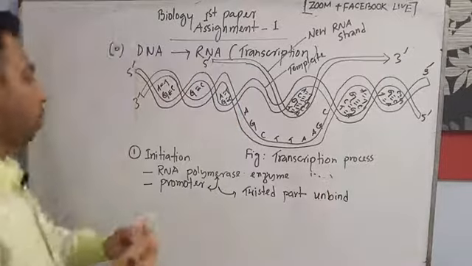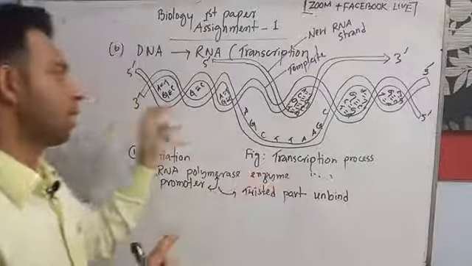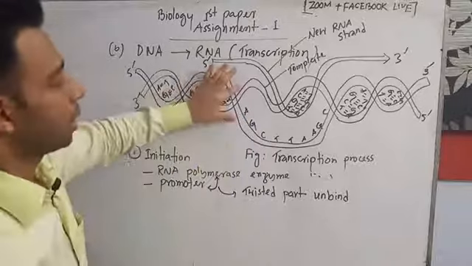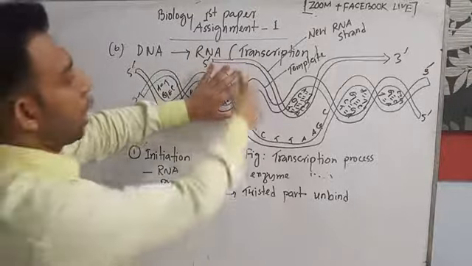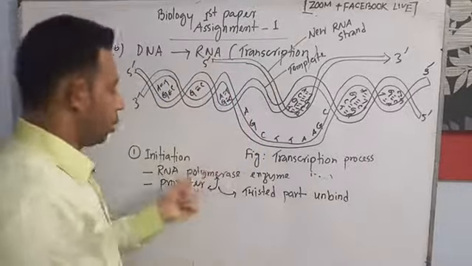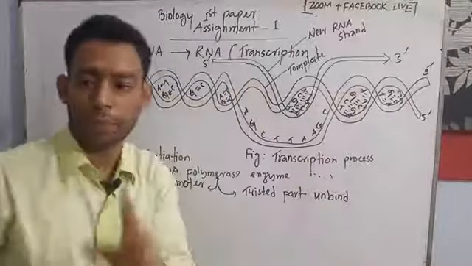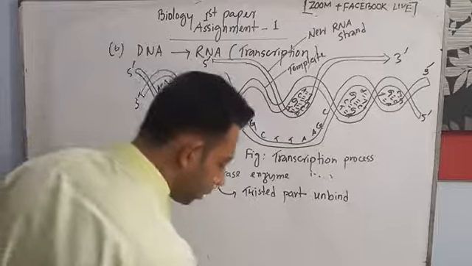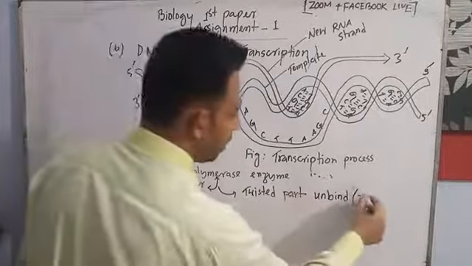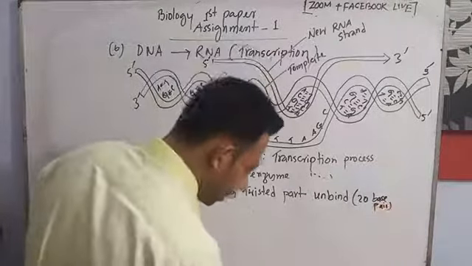At the promoter, where the DNA sequence starts, when the RNA polymerase enzyme binds, there will be unbinding. Suppose transcription starts from here: the RNA polymerase enzyme connects with the promoter, and with the help of this enzyme the twisted part, which was twisted here, unbinds. This is the initiation, the starting part, and 20 base pairs actually unbind instantly. You can write 20 base pairs there.